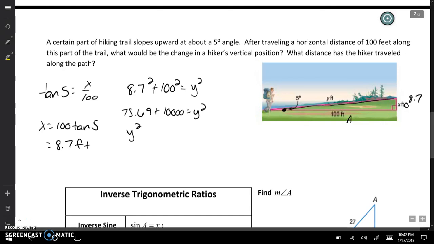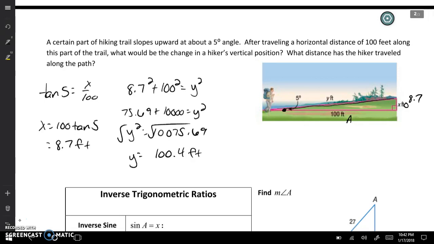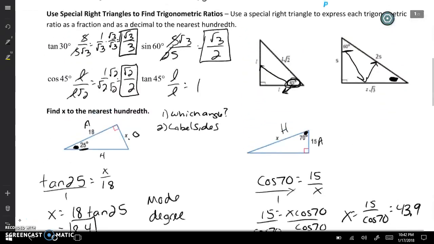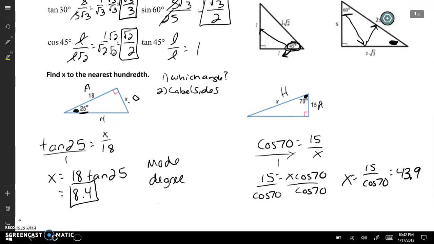You get y squared is 10,075.69. Take the square root of that, and you get that y is 100.4 feet. Okay, so that 5-degree angle makes this go 100.4 feet total. You could have also done trig to get the same answer. All right. Now, we use trig if you want to find the sides.